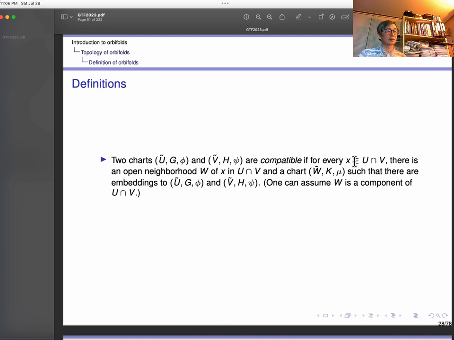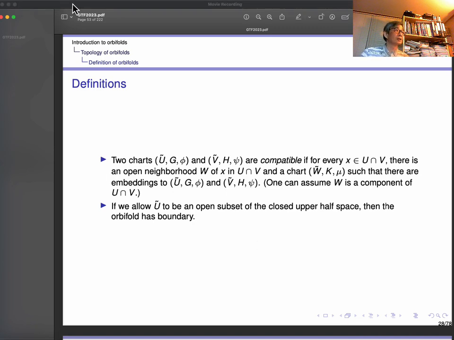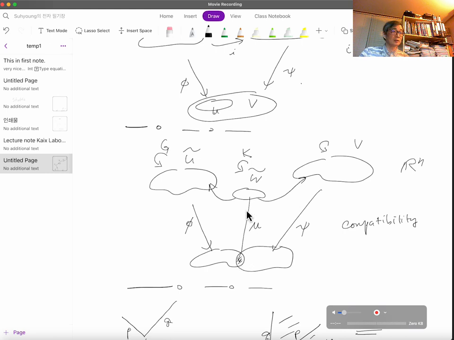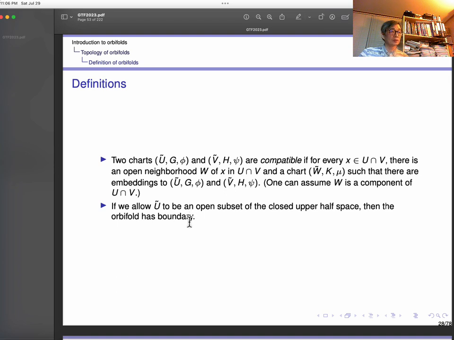Two charts are compatible if for any x in the intersection, there is a neighborhood W of x in U intersect V, and a chart W tilde, K, mu such that there are embeddings into these two triples. So here you can see that if you have any intersection, then there's this model W tilde of the neighborhood of the point of intersection, which gets included here, and that's the compatibility, if that holds for every point in the intersection. Of course, this may not be a connected set. If you want to have some boundary, then you can allow U tilde to be an open subset of a half space, and that will define the boundary.